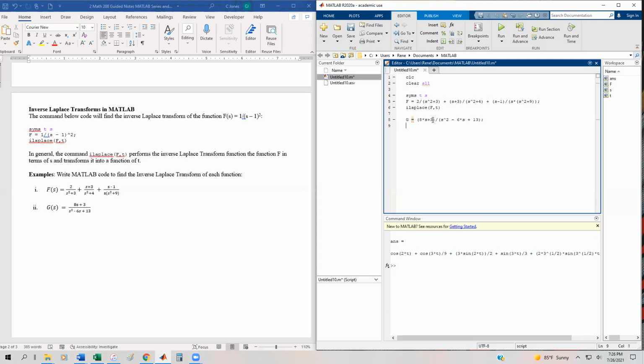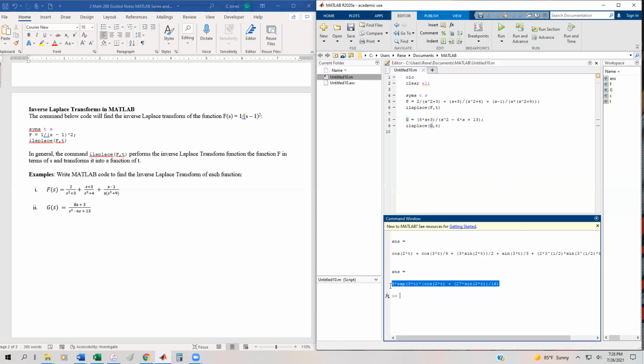I'm going to suppress that. And I'm just going to copy and paste this ilaplace function. Instead of F, I'm going to use g, and I'm going to execute it. Here's the first, and then here's the second one. Notice it does all that completing the square for us. Really nice of MATLAB to do that. Such a nice person MATLAB is.